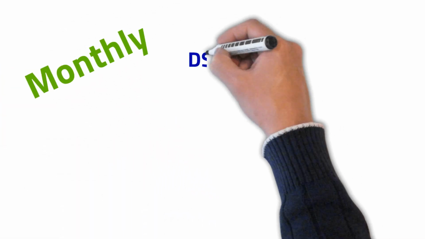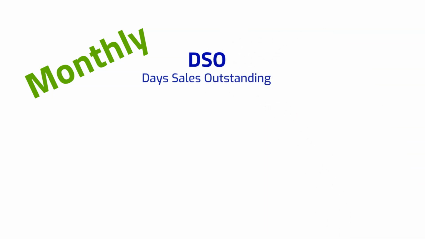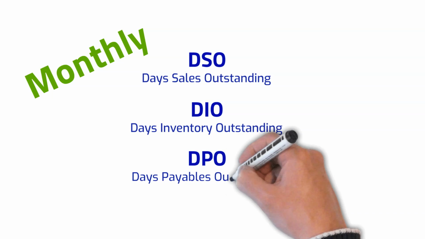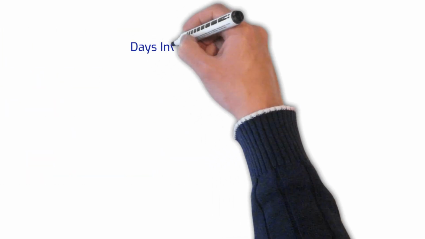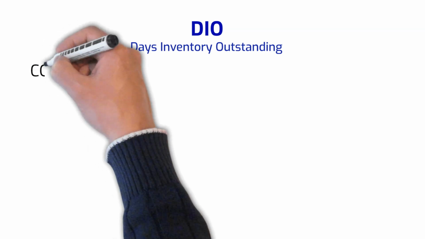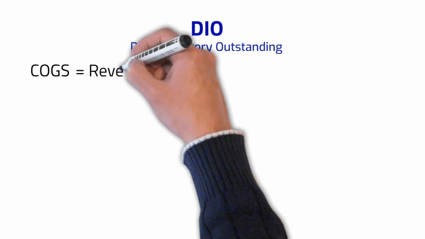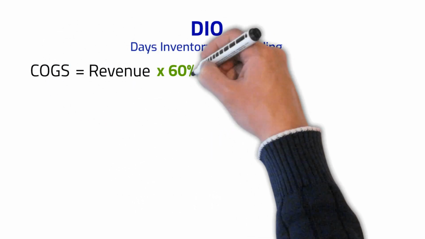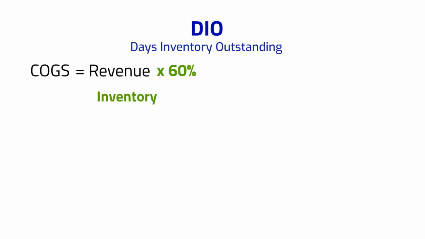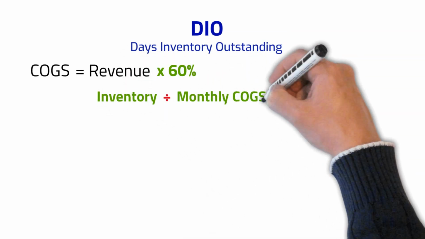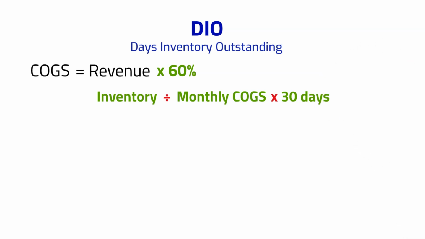So, we have already had a look at monthly net working capital by component and revenue. But how efficient were we in managing it? Let's have a look at monthly development of DSO, DIO and DPO and compare them year over year. We start with DIO. For DIO, let's assume that our cost of goods sold is 60% of revenue and use it to calculate the days. Remember the formula? We divide inventory by monthly cost of goods sold and multiply by 30 days.